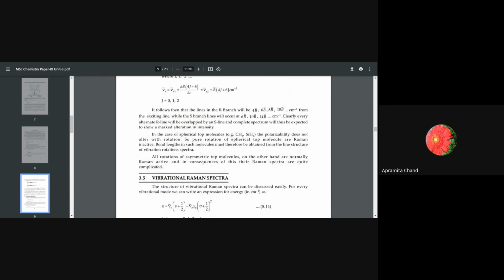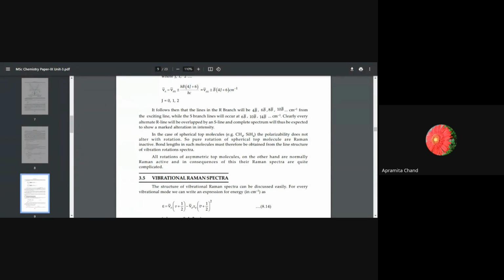Now, what kind of molecules are affected by polarizability, and which are Raman active and inactive? In case of spherical top molecules, which include CH4 and SiH4, there is no change in polarizability. So the pure rotation of spherical top molecules is Raman inactive.